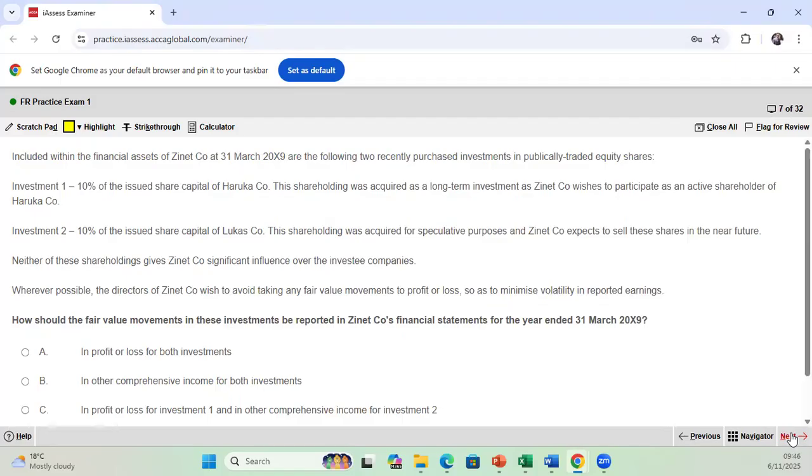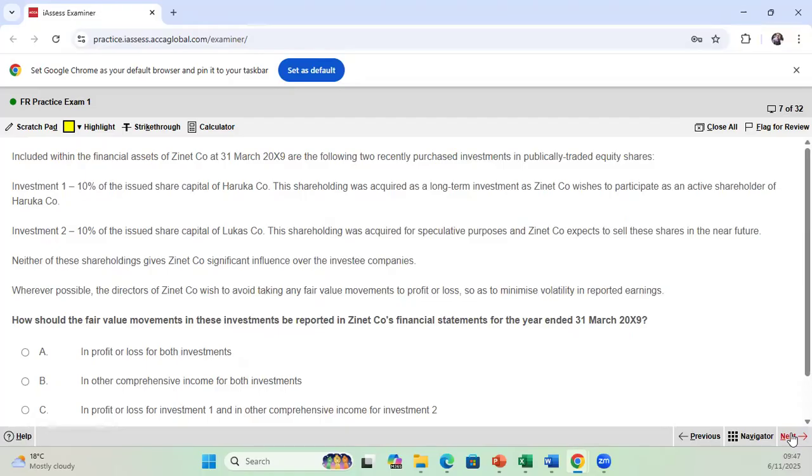Included within the financial assets under IFRS 9. Included within the financial assets of Zenith Company at 31 March 20X9 are the following two recently purchased investments in publicly traded equity shares. If we buy, say, 10% and 10%, those ones are neither a subsidiary nor an associate. So it means you have to treat them in accordance with IFRS 9.